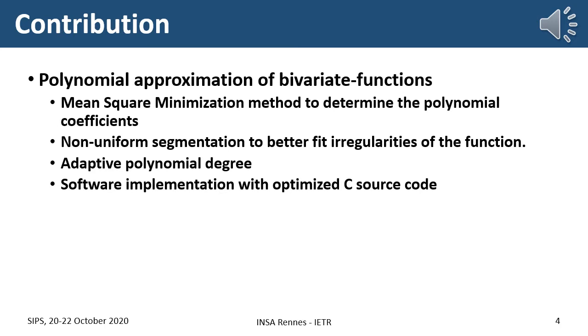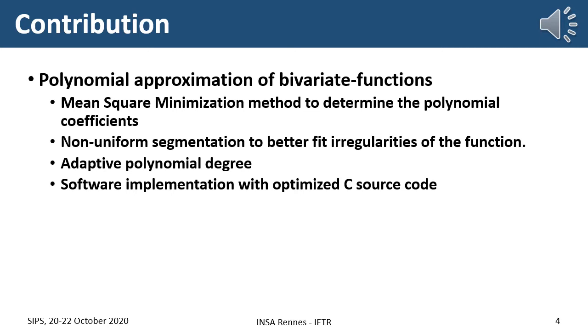In this work, we propose a polynomial approximation for software implementation of bivariate functions. This approach is based on the mean-square minimization method. A smart non-uniform segmentation is proposed to better fit irregularities of the approximated function. Furthermore, to improve the performances, the degree of the bivariate approximating polynomial is adapted for each subset, which avoids data and evaluation time waste. The proposed approach is composed of two elements.